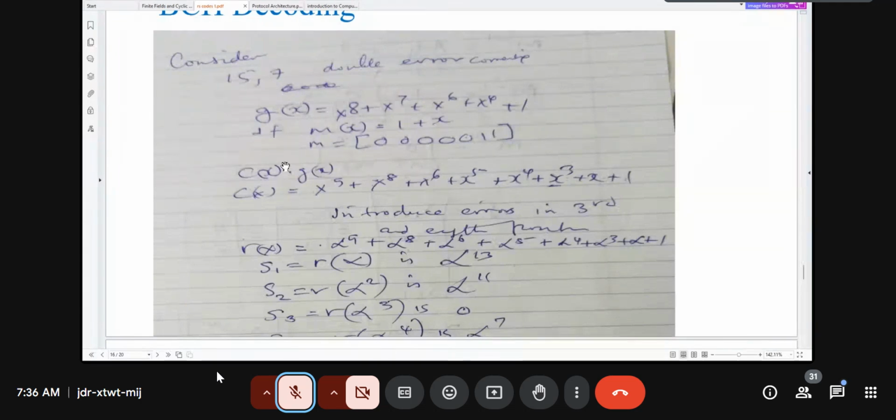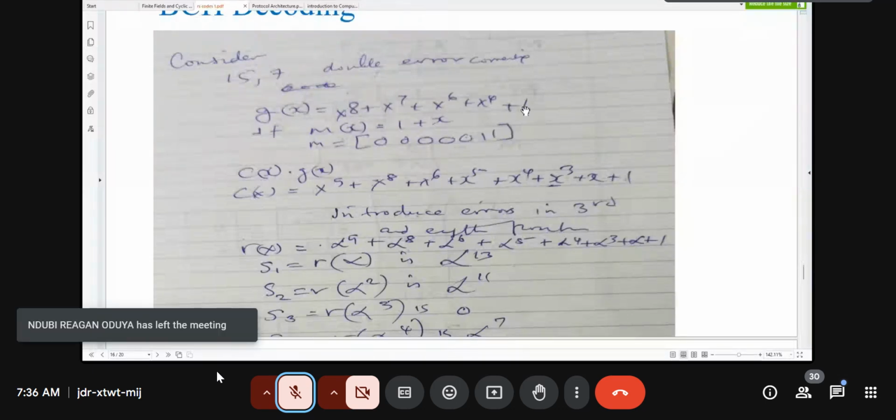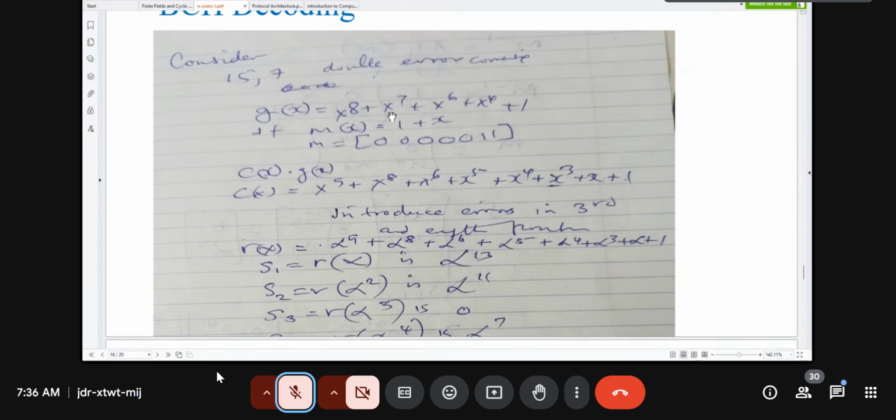So let's consider this. For this code, this is a generator polynomial. For this 2-bit error correcting code, I think we have done it somewhere. The generator polynomial is x to the power of 8 plus x to the power of 7 plus x to the power of 6 plus x to the power of 4 plus 1.